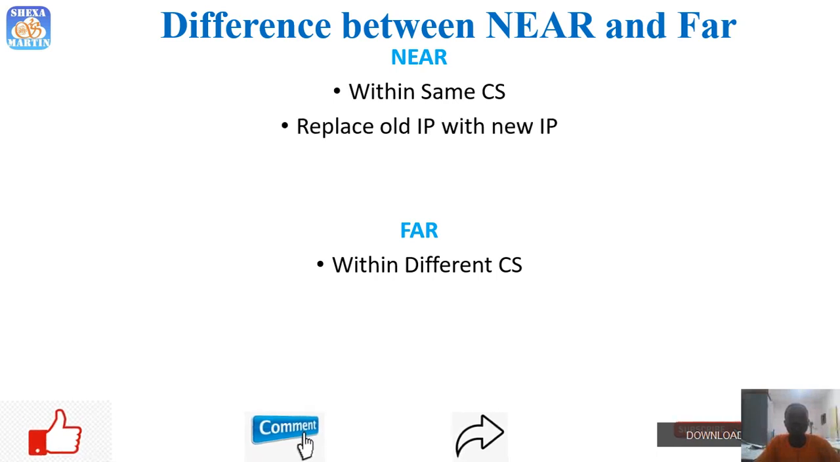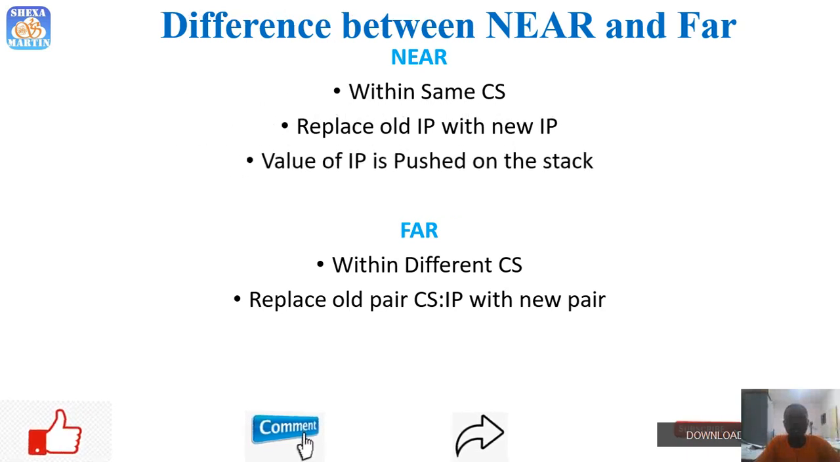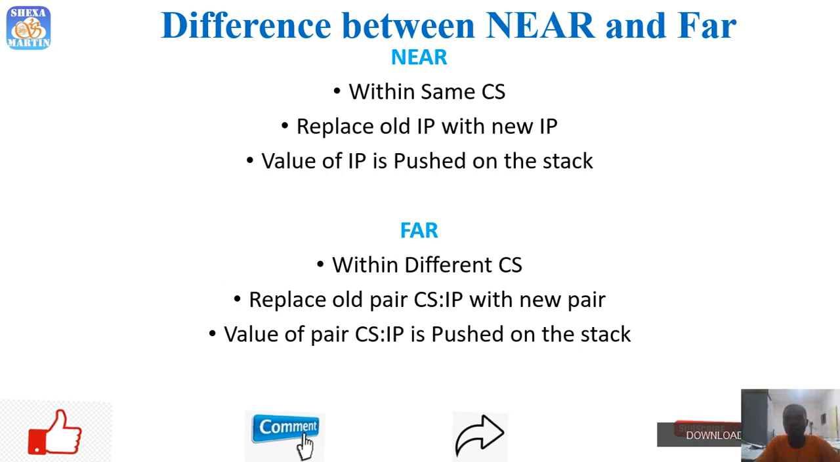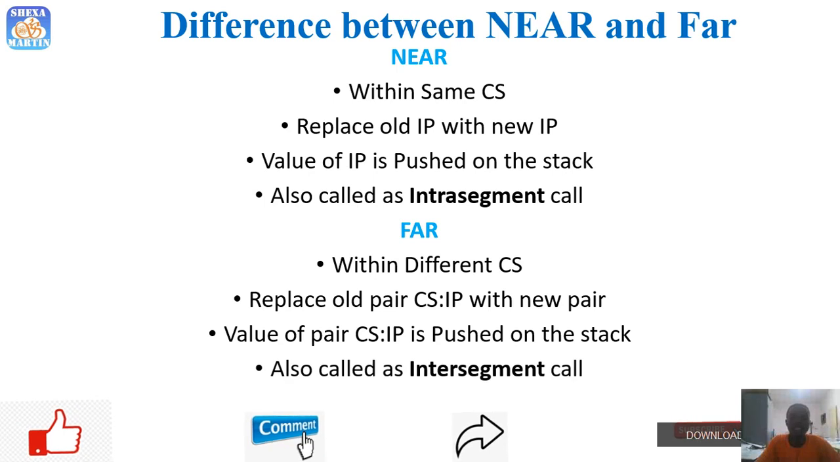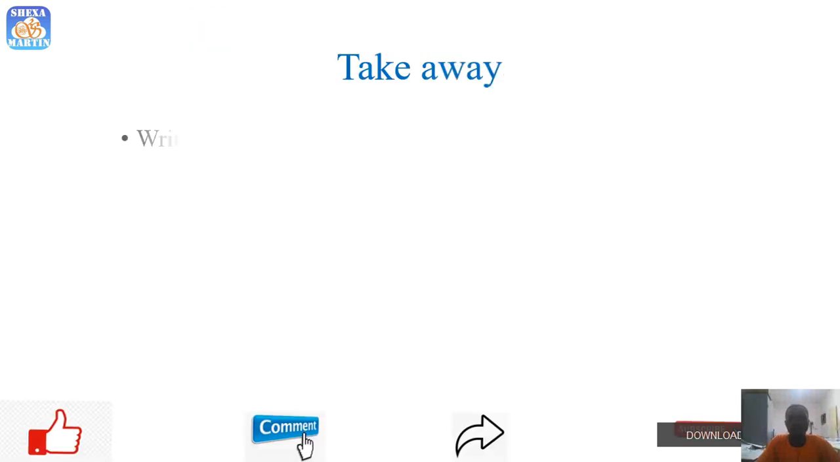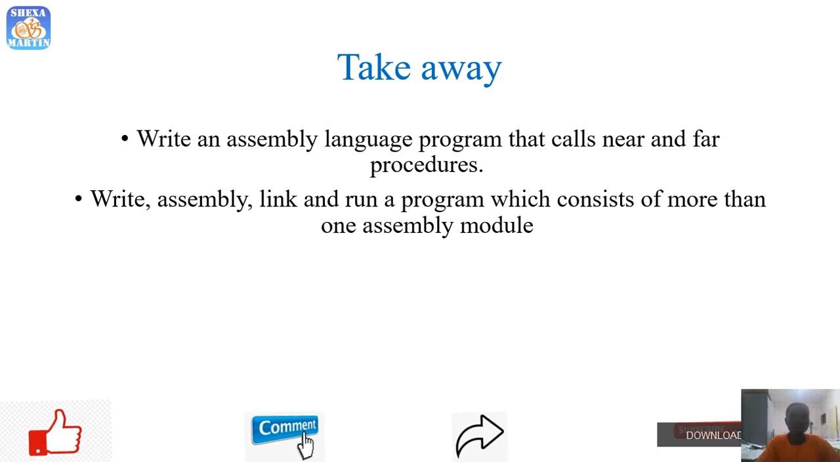Then we have replace old. With near call you replace old IP with new IP, but with far call you replace the old pair of code segment and IP with a new pair. Then with the near call, the value of IP is pushed onto the stack, and with far call, the value of the pair CS:IP is pushed onto the stack. Near call is also called intra-segment call, but far call is also called inter-segment call. So that's it. Take this away.